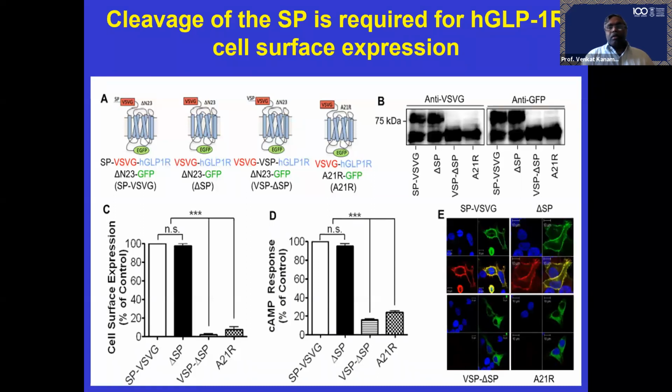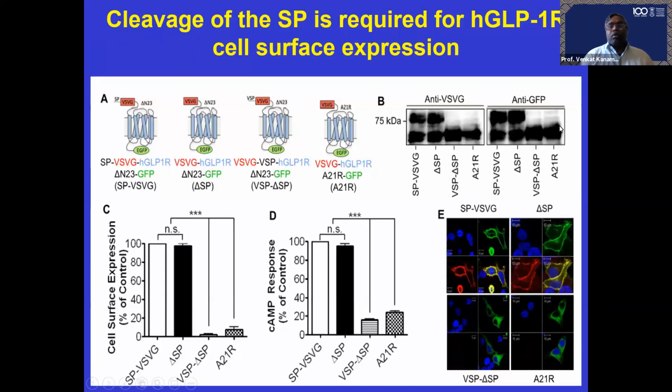As you can see, there are two bands here. That is the mature form, which mainly localizes to the plasma membrane, and this is the immature form, which is mainly intracellular. So this is what we are looking at. This is the functionally active receptor. When you take the wild type, you can see some of it is at the plasma membrane in active conformation. Whereas if you remove the signal peptide, it does not go to the membrane, because signal peptide cleavage is required for the receptor to target to the membrane.